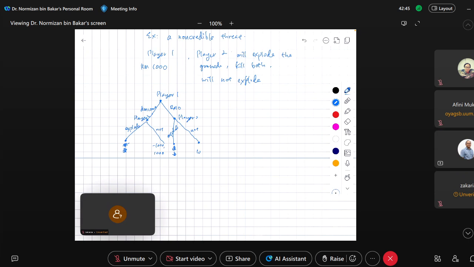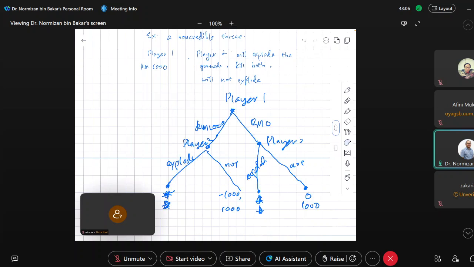So this is the game. This is the illustration of this game using the game tool. Let me maximize this so that you can see it here. But is the threat credible? Is the threat by player 2 credible? We can see whether it is credible by using the game tree.